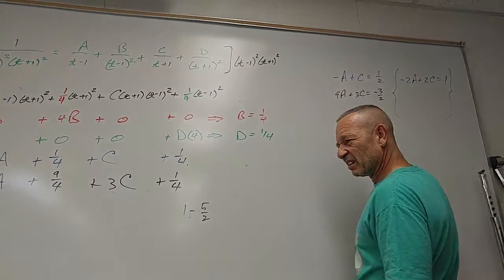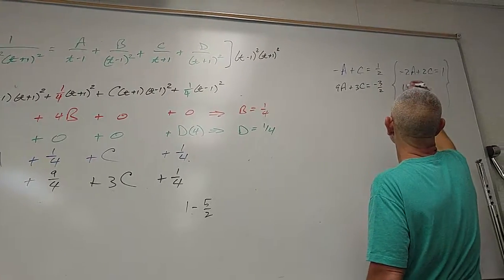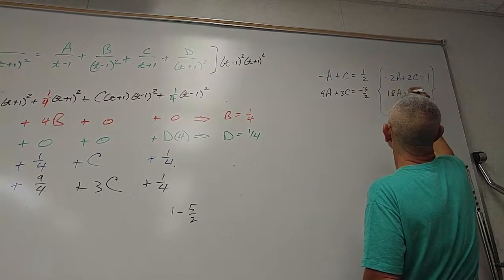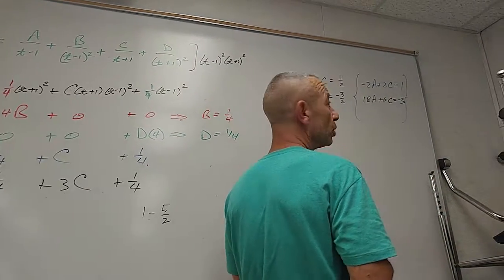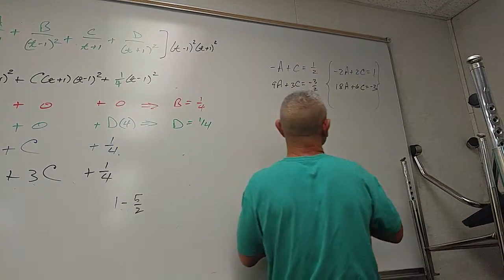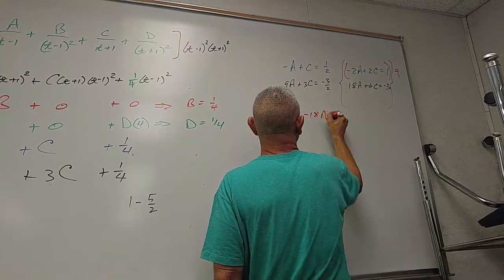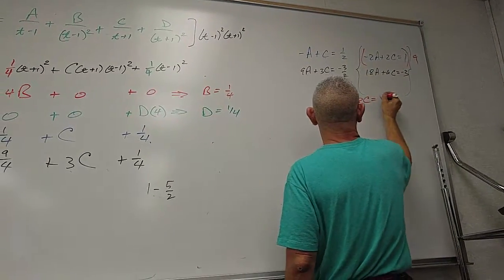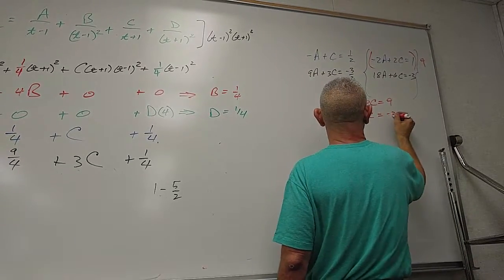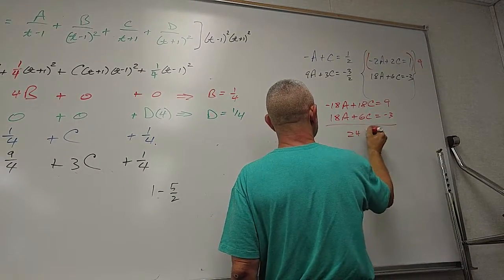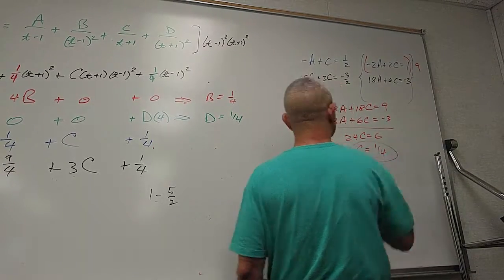Is that right? Yeah. So 18a plus 6c equals negative 3. And now I'd multiply the top equation by 9. So I get minus 18a plus 18c equals 9. Positive 18a plus 6c equals negative 3. So 24c is 6. C is 1/4.